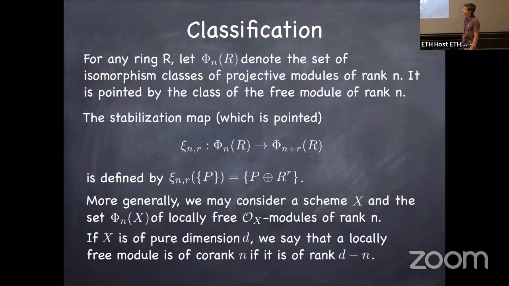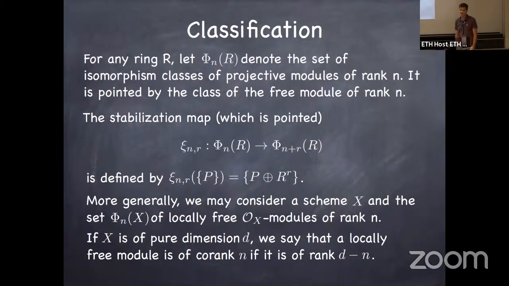So what is a classification? We introduce the set of isomorphism classes of projective modules, or vector bundles, if you want. We also introduce this stabilization map: if P is a projective module, we add a free factor of rank R, and we get a well-defined map. Those sets are pointed, since we have a free module at each step: the free module of rank N on the left, and the free module of rank R plus N on the right. And obviously, there is no reason to stop at rings.